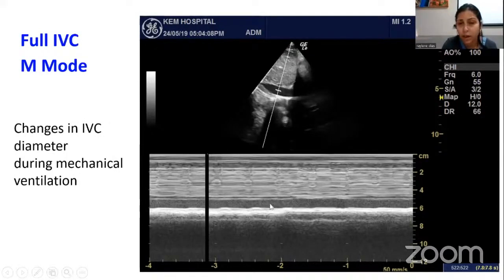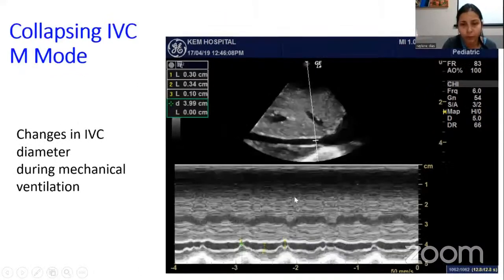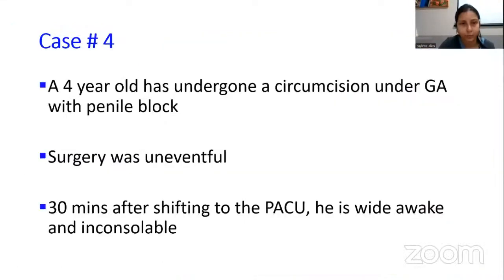So here you can see this is a relatively full IVC, and if you contrast it with this one on M mode, you can see here it is collapsing. Okay, so this is a collapsible IVC, and you actually take measurements of the maximum minus minimum upon maximum, and you get your percentages. And if it is more than 60%, it means that the patient is fluid responsive and you should give a fluid challenge. So now we'll move on to our last case.